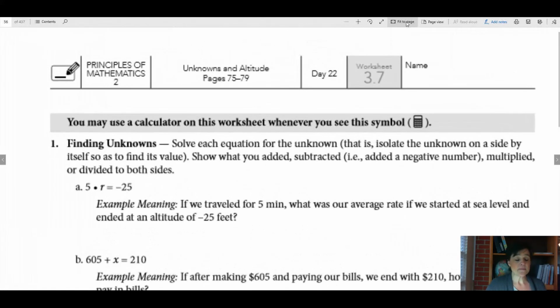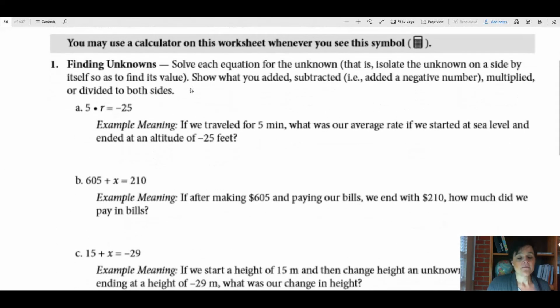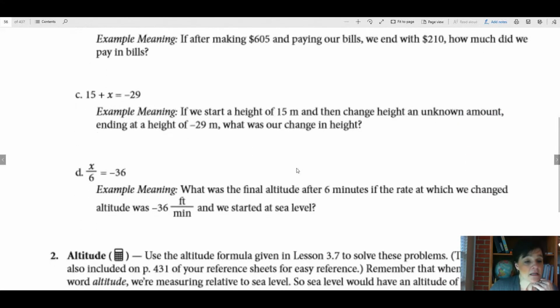So I'm going to skip through here and help you with a few of these. On number 1, you've got A, B, C, and D. Finding your unknowns: solve each equation for the unknown. That is to isolate the unknown on a side by itself so as to find its value. So show what you added, subtracted, or whatever to both sides. Basically show your work. I think A is pretty easy. B should be easy. C should be easy. Let me go ahead and help you with D.